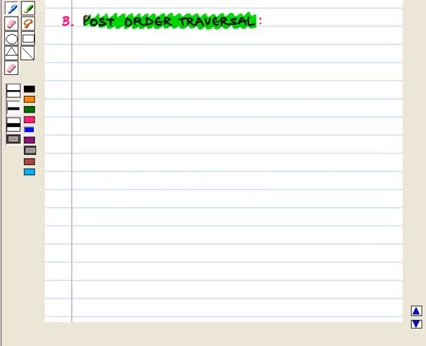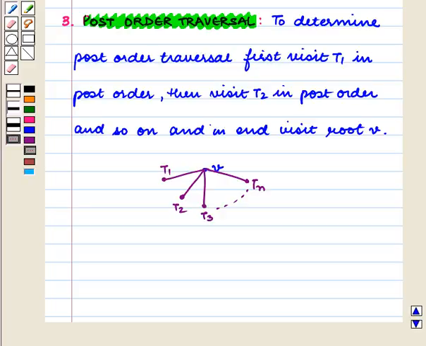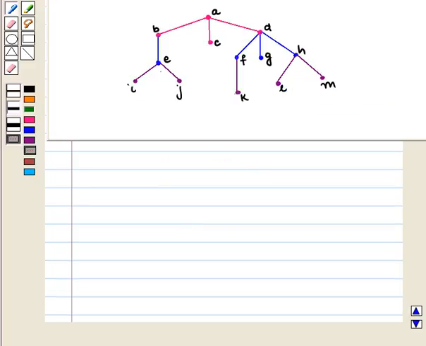Now let us see post-order traversal. To determine post-order traversal, first visit T1 in post-order, then visit T2 in post-order, and so on. In the end, visit root V. Again, considering the same rooted tree, we will determine its post-order sequence, starting from the left subtree from down, moving up from left to right.